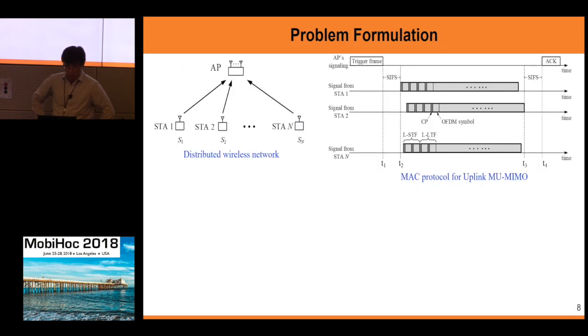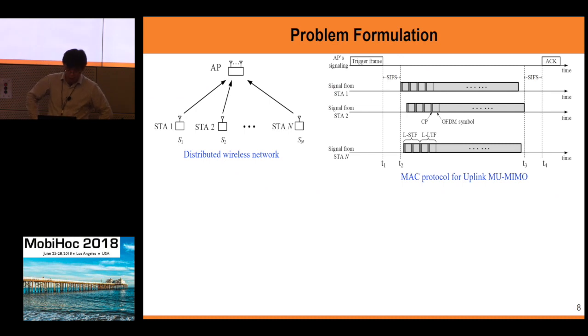Here's our formulation. We consider a distributed network with an AP that has multiple antennas, and stations that each have one antenna. A station can support multiple antennas, but let's assume it has only one antenna for each station. This is our uplink multi-user MIMO protocol.